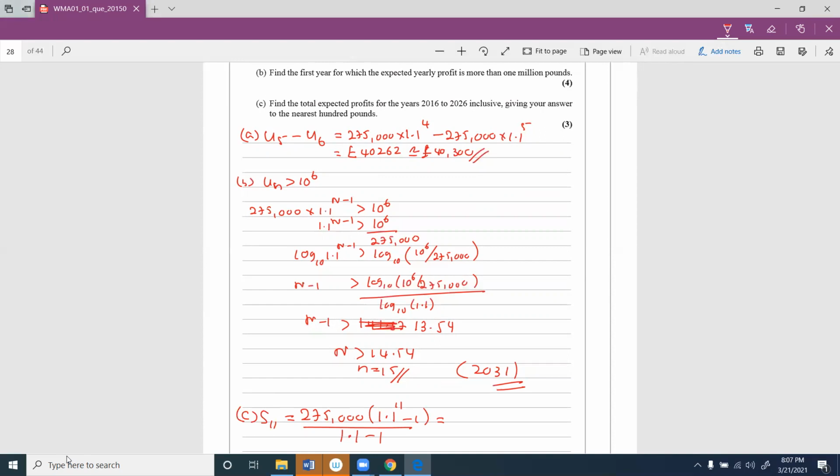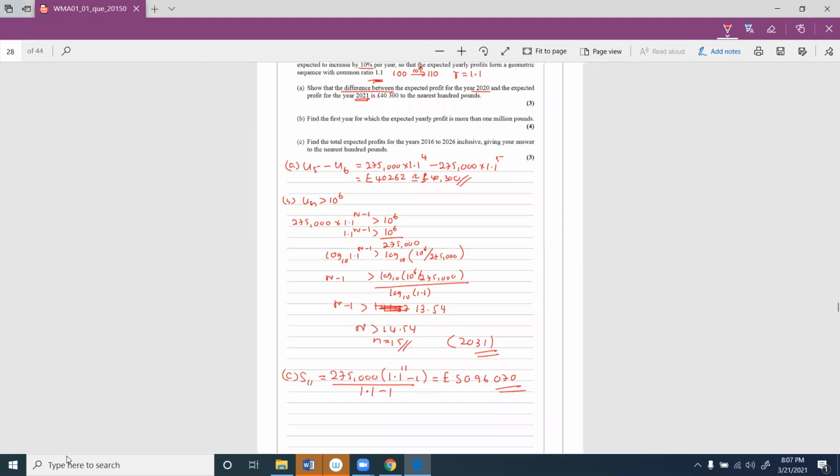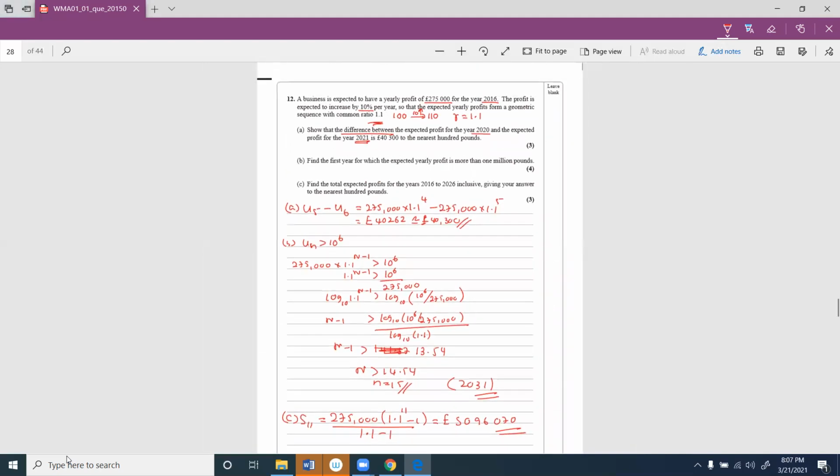275,000 times 1.1 to the power 11 minus 1, divided by 0.1. That is this bit. 5096070. That would be the final answer for that. Yeah, that's the way to do this. Then, sorry, they ask you the closest 100 pounds. So you can write this as 5,096,100. That's the closest answer for that. That's the way of doing this question.